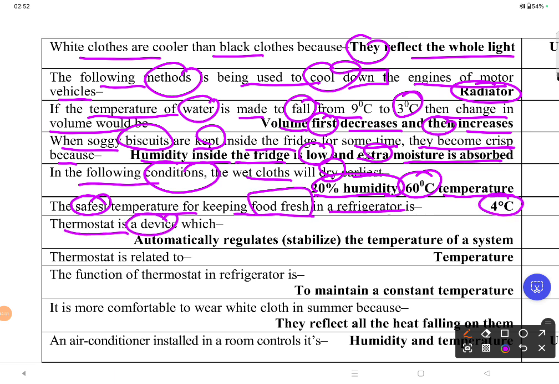Thermostat is a device which automatically regulates and stabilizes the temperature of a system. Thermostat is related to temperature. The function of a thermostat in the refrigerator is to maintain a constant temperature.